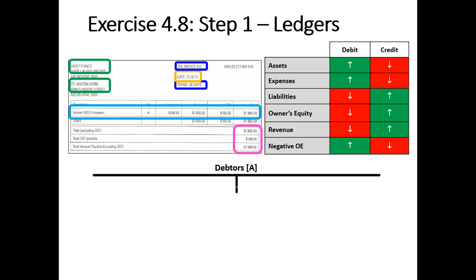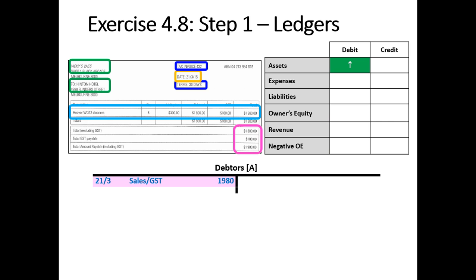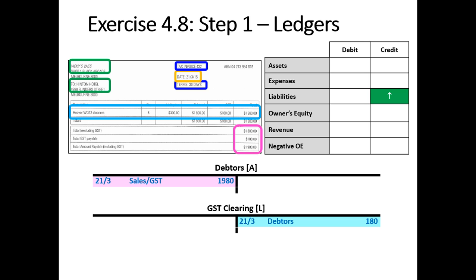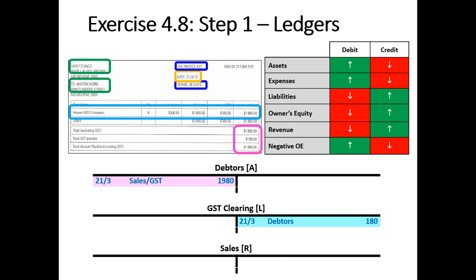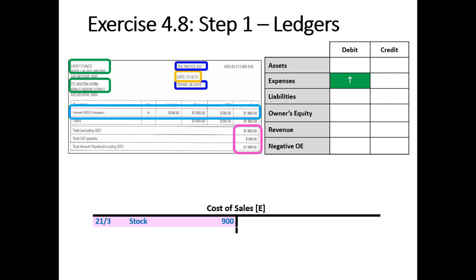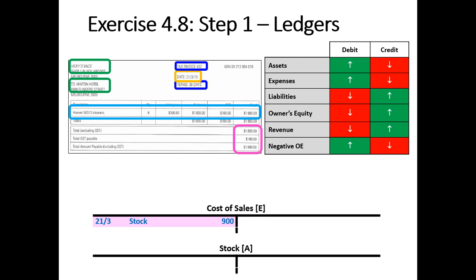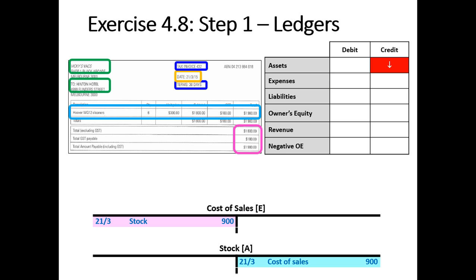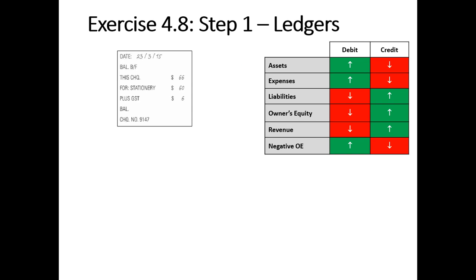So the first change will be, instead of cash going up on the debit side, it'll be debtors. Debtors are an asset, so that'll go up on the debit side. Even though they haven't paid, they still owe us money, and that's an asset that increases. The credits will remain the same in that we're charging GST, so that'll increase our liability. And then we've got revenues going up $1,800 on the credit side. Now we've got a debit, we've got to take care of the cost of sale of $900, and a credit, which is the decrease in stock of $900.